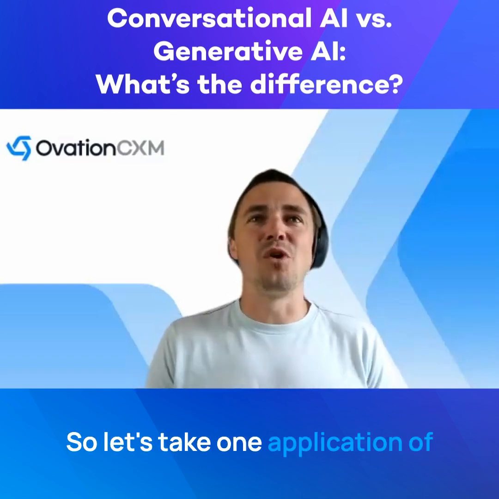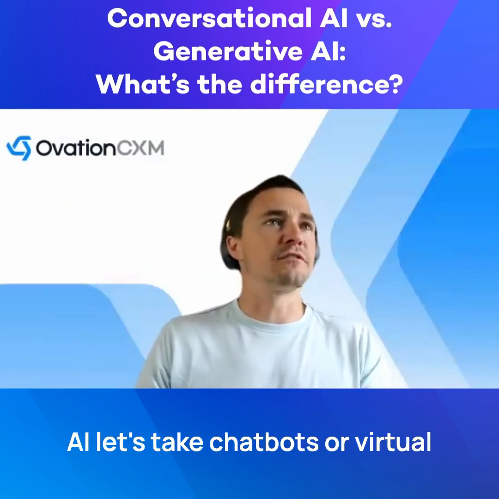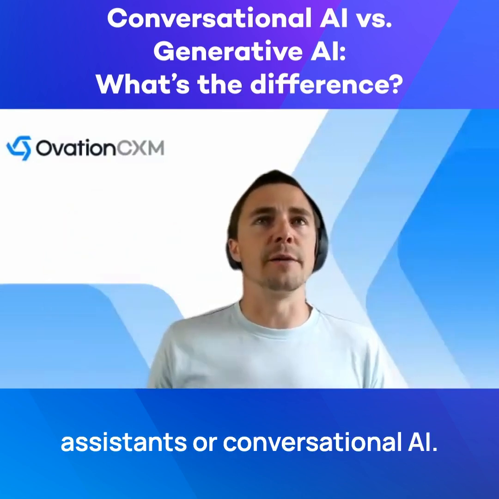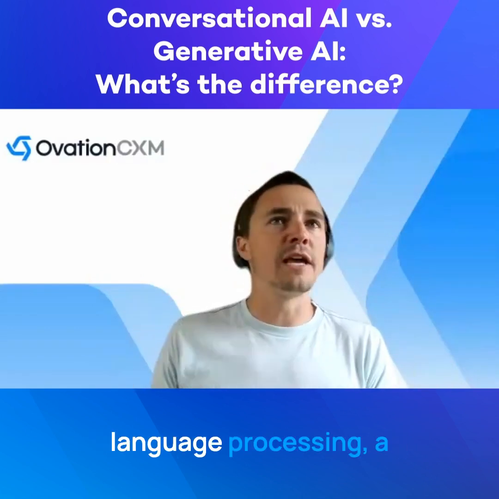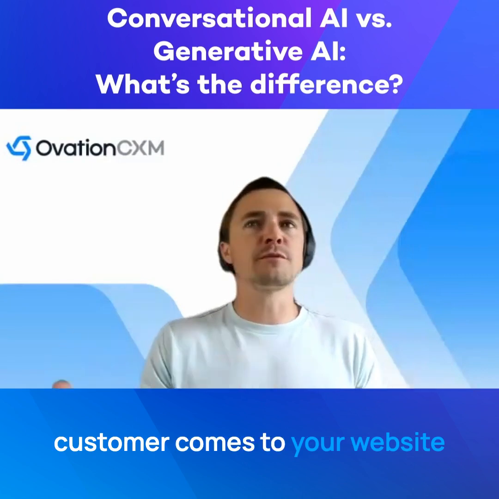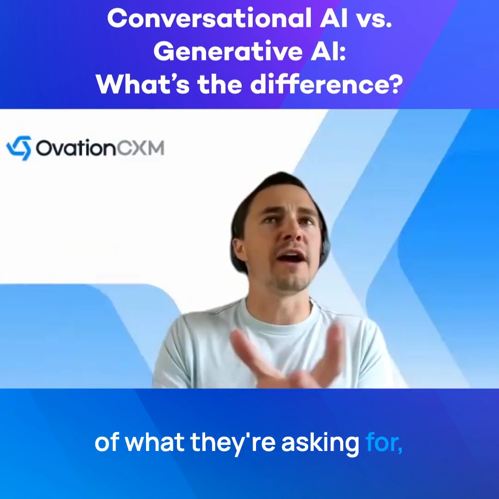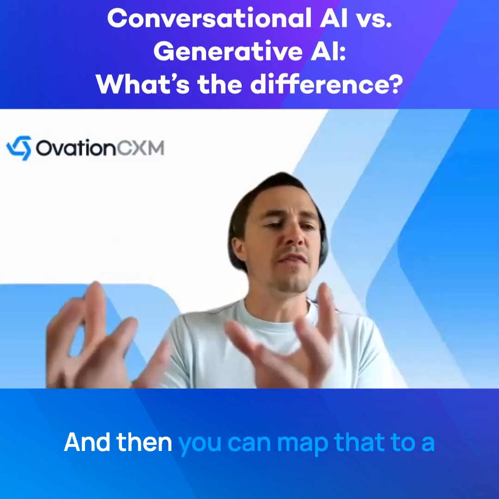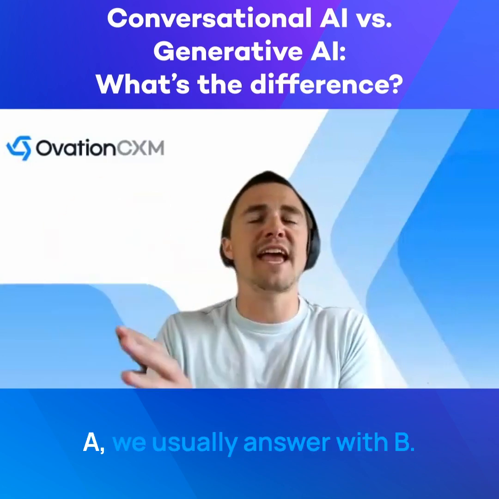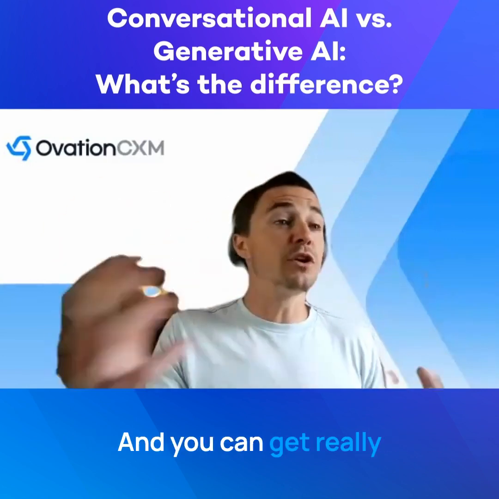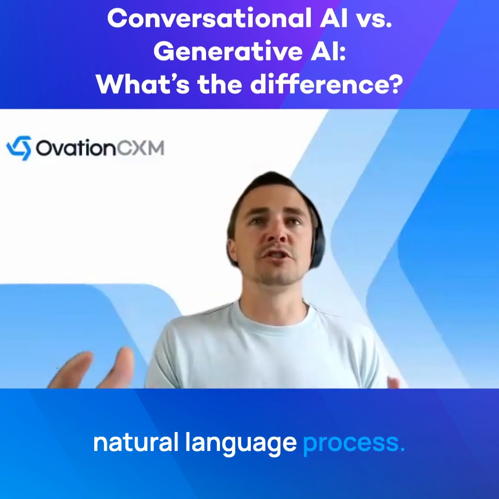So let's take one application of AI to compare different types of AI. Let's take chatbots or virtual assistants or conversational AI. Using machine learning for chatbots and natural language processing, a customer comes to your website and asks a question. You can understand the intent of what they're asking for, what they're trying to get out, and then you can map that to an answer you have in your system. Hey, when somebody asks A, we usually answer with B. And you can get really good question and answer type responses using that natural language processing.